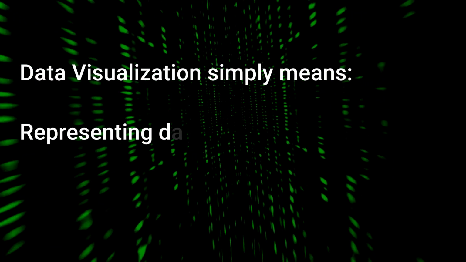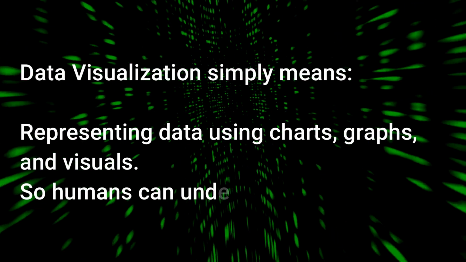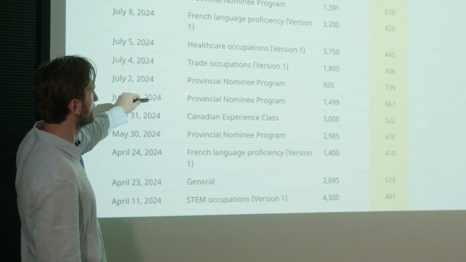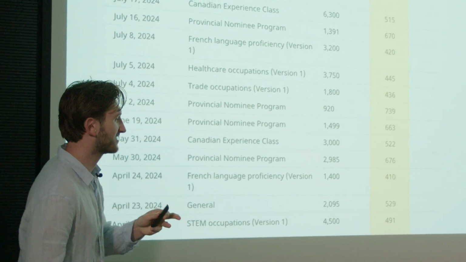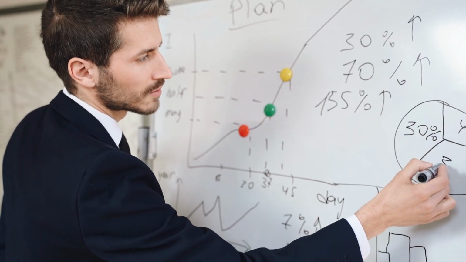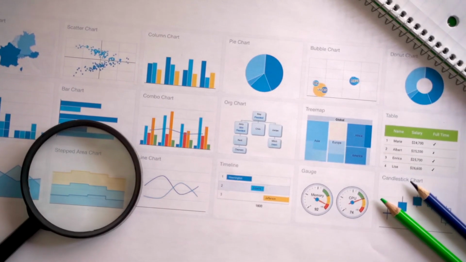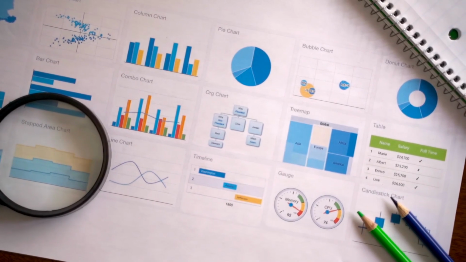Data visualization simply means representing data using charts, graphs, and visuals so humans can understand it easily. Because here is the truth: computers love numbers, but humans love pictures. So if I tell you salary increased from 10,000 to 80,000 over 6 months, your brain has to calculate. But if I show you a line chart going up, you understand it in 1 second. That is data visualization. It's not decoration, it's communication.